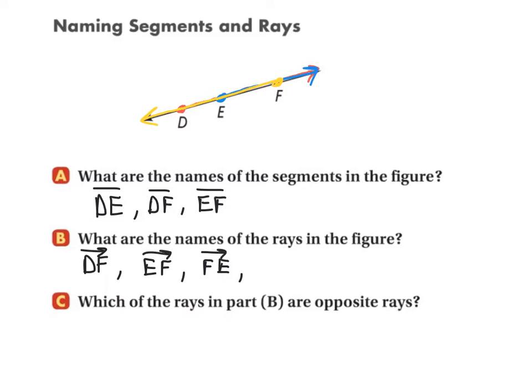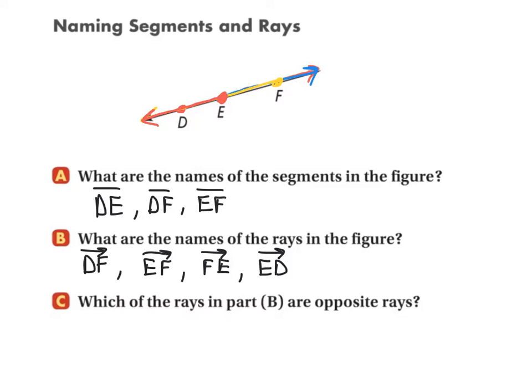And what if I start at E and then go this direction? That would then be ray ED. Okay, so we then have 4 distinct rays in this diagram.